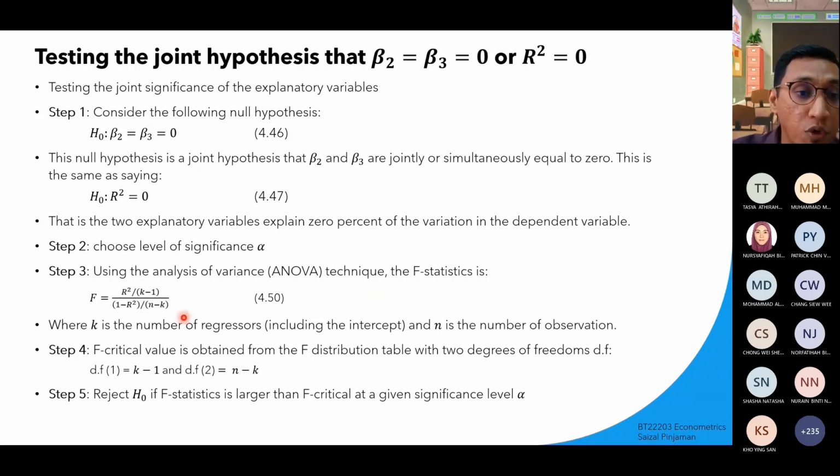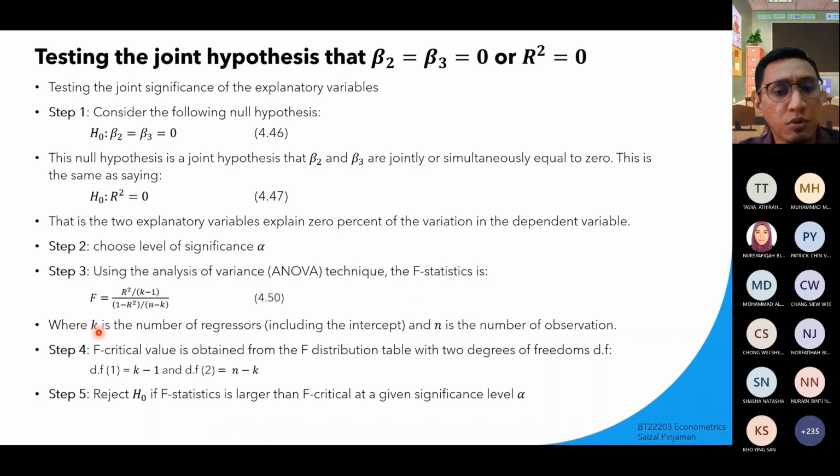Okay, so here we have this simple formula. F statistic is equal to R squared over K minus 1, over 1 minus R squared over N minus K. K is equal to the number of regressors. Remember, we have 3 regressors: intercept B1, and B2 and B3. N is the number of observations or sample size. So if the size of our sample is 4, then N minus K will be 4 minus 3, which is 1. So K is the number of regressors including the intercept, and N is the number of observations.